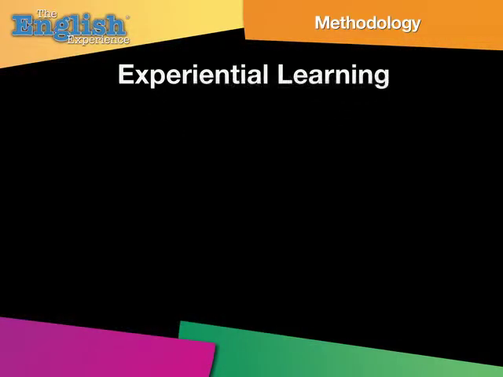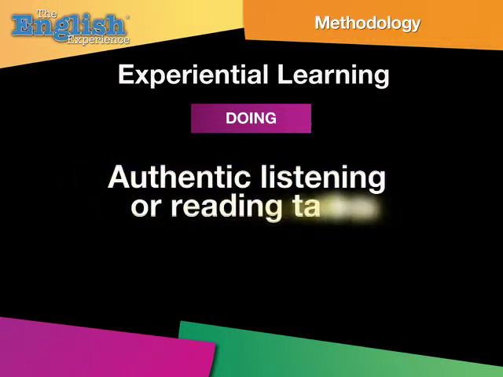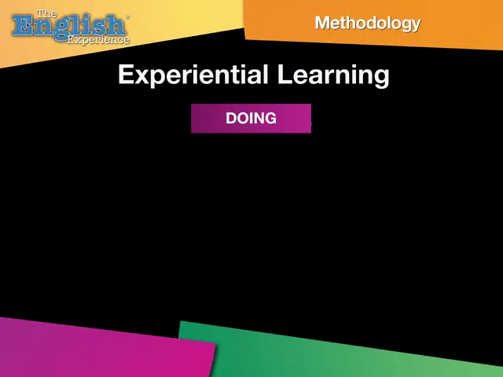In the experiential learning cycle, doing means being exposed to a socially relevant text. This text can be oral or written, and students can derive meaning from it through authentic listening or reading tasks. In the EFL classroom, this becomes the first stage of the lesson. Doing is interpreting an oral or a written text.